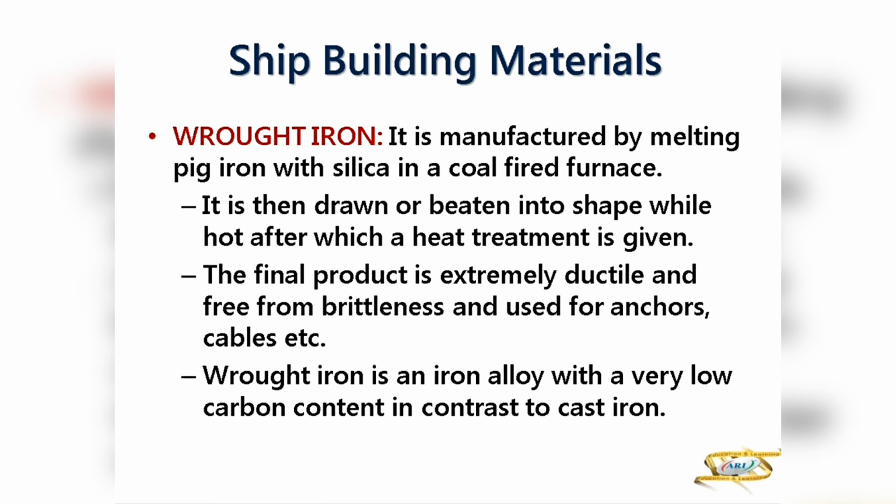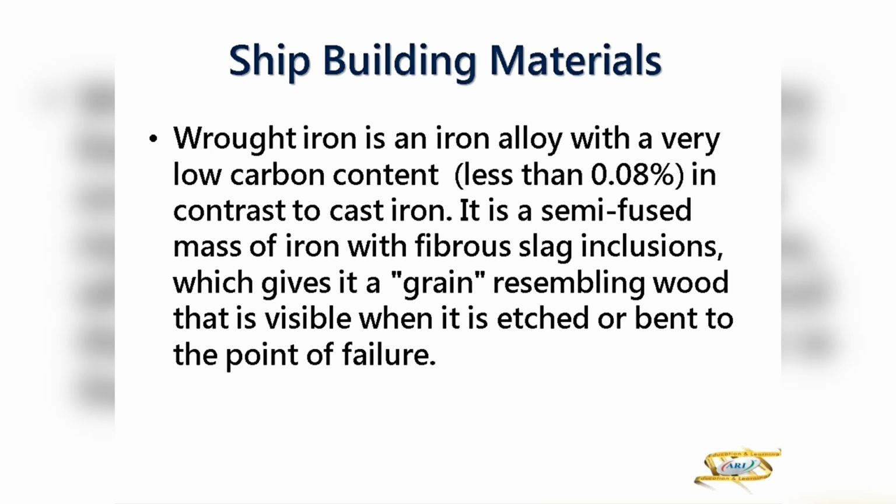So it's an iron alloy with very low carbon content in contrast to cast iron, which has carbon between 2 to 4%, which makes it very brittle. So here your carbon content is less than 0.08%, where your cast iron had 2 to 4%. It is a semi-fused mass of iron with slag inclusions, and the grain resembles wood, which is visible when edged or bent to the point of failure. So if you cut it, you can see that grains are visible there in wrought iron.